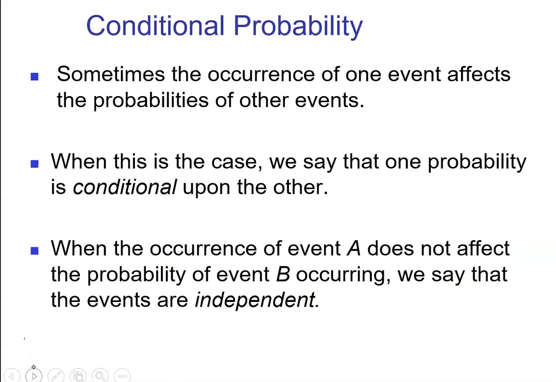Well, sometimes the occurrence of one event affects the probabilities of other events. When this is the case, we say that one probability is conditional upon the other. When the occurrence of an event A does not affect the probability of event B occurring, we say that the events are independent of each other.